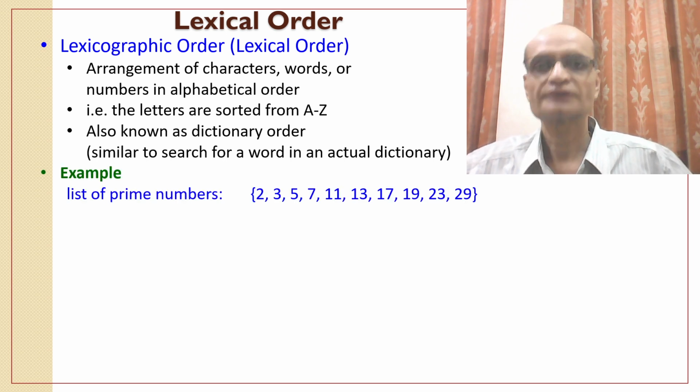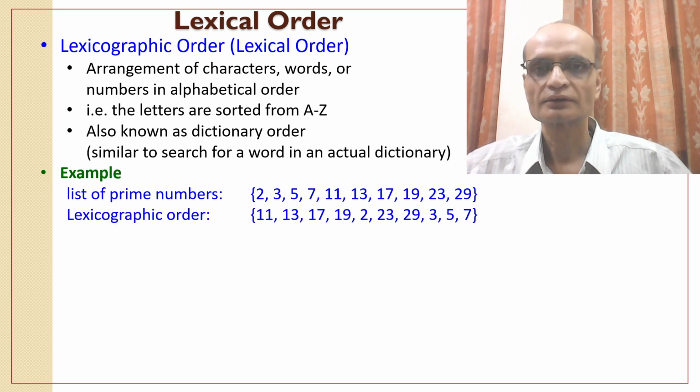So let's try to understand with an example. Say I have a list of prime numbers, which is mentioned here as 2, 3, 5, 7, 11, 13, 17, 19, 23 and 29. And now I want to arrange it as per dictionary order. Then how do I go about it? So essentially this is the output. This is called lexicographic order.